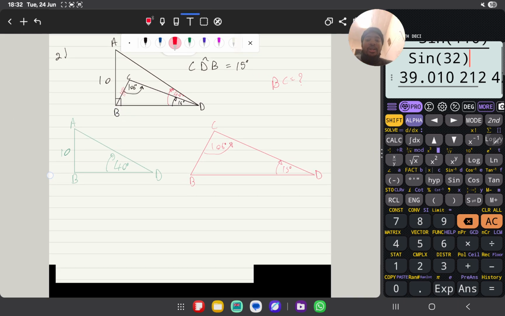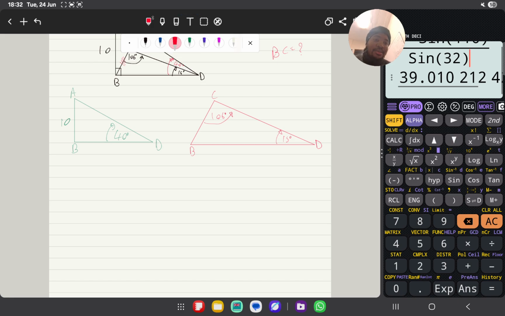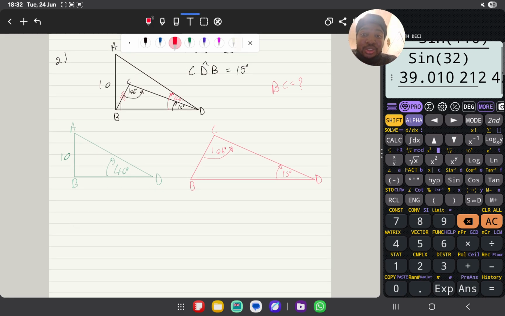Now that you have this, it helps me get a clearer picture of what's going on here and what I've been asked to do. So I have to find this side, BC. On this triangle, the side that is shared, a common side for both of these triangles, is BD.